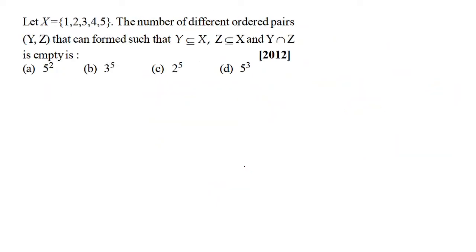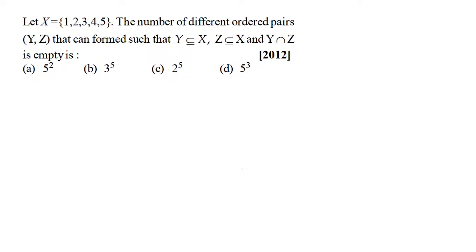I hope everyone is able to understand. We go for one more question, and then perhaps we talk a bit more about some other concept, and then take a few more questions. So there is a set X, and this is again a good question. We are having a good variety of questions here. There is a set X containing the elements 1, 2, 3, 4, 5. Now we want the number of different ordered pairs y comma z, where y and z both are subsets of X.